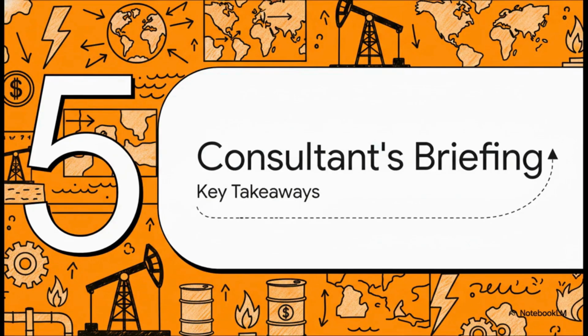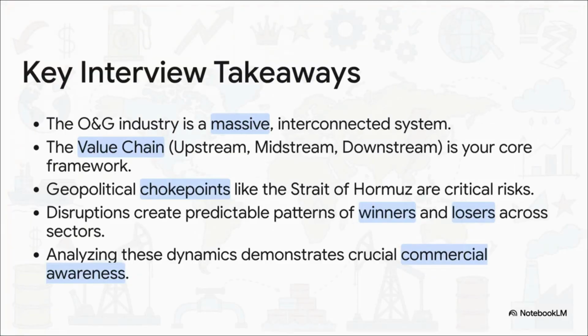Okay, let's wrap this all up. If you were walking into a case interview tomorrow, what's the essential briefing you need to have ready to go? What are the absolute key takeaways from this whole analysis? First, always remember the scale. This is a massive, interconnected global machine. Second, your core framework for breaking it down is always the value chain: upstream, midstream, downstream. Third, remember that geopolitical choke points like the Strait of Hormuz are the system's biggest weak spots.